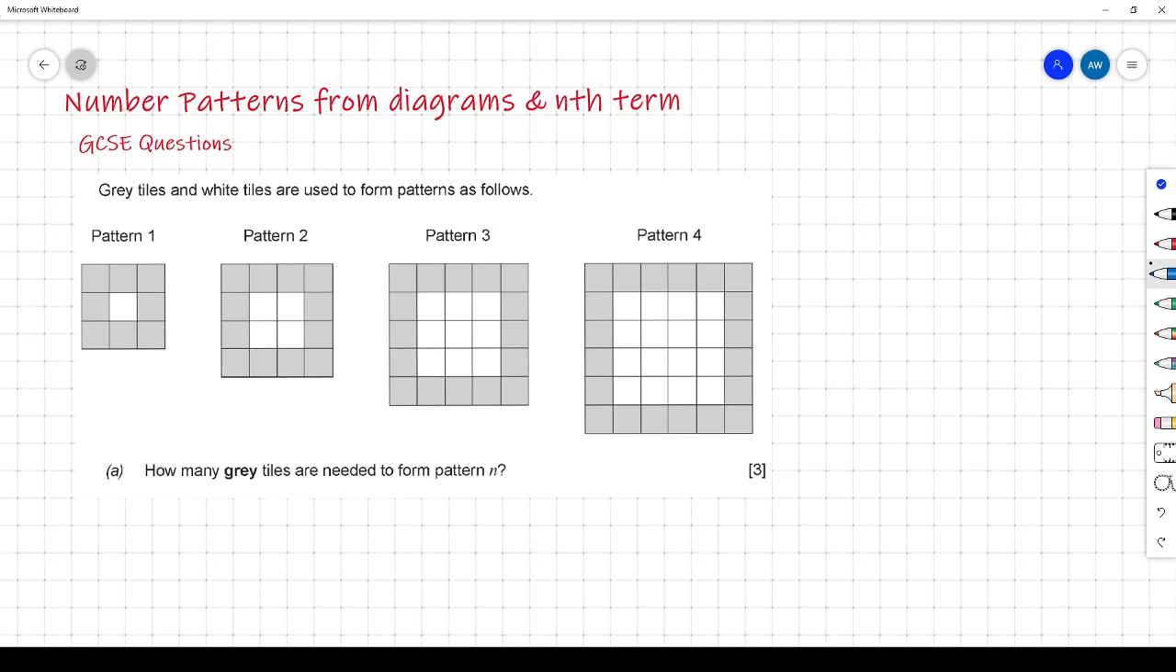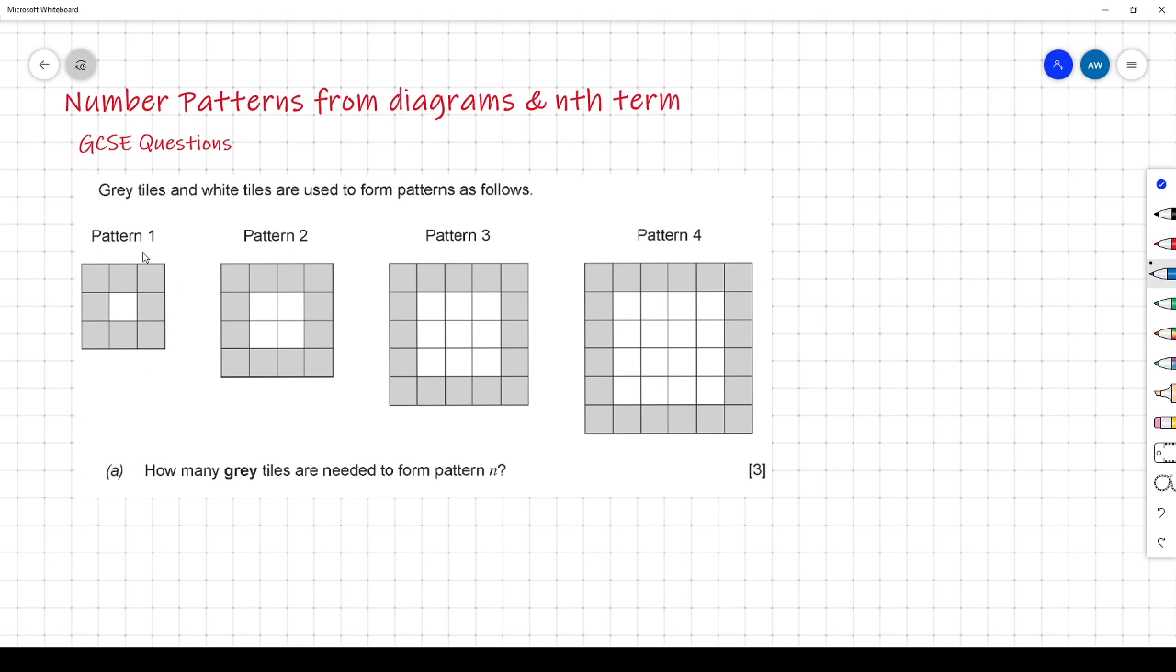Okay, this is a video about looking at number patterns from diagrams and working out the nth term formula to work out certain features of those diagrams. So if we have a look at this first example, this first GCSE question, we've got some patterns being formed by grey tiles and white tiles. We've got white tiles in the middle and grey tiles around the outside.